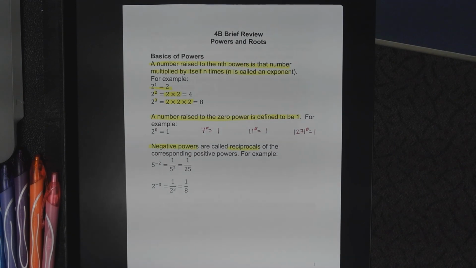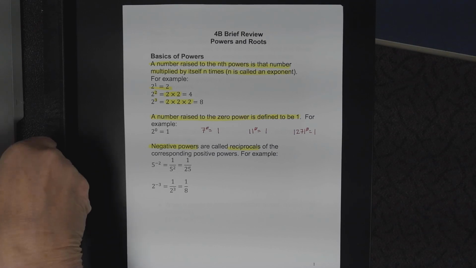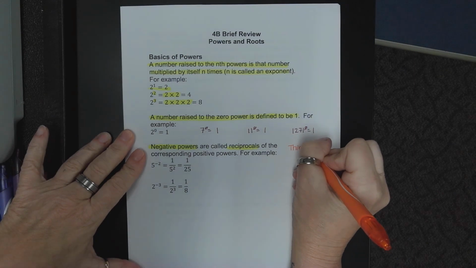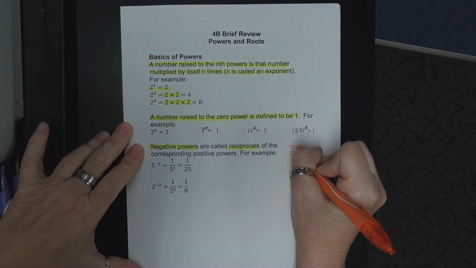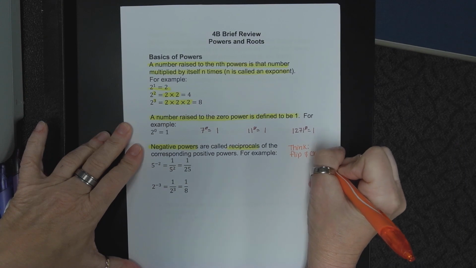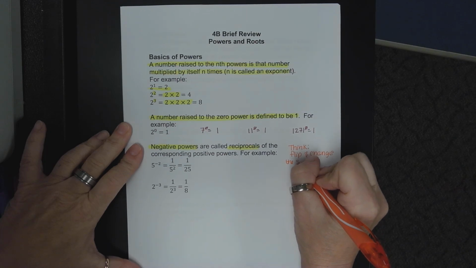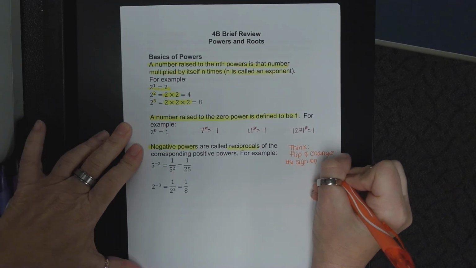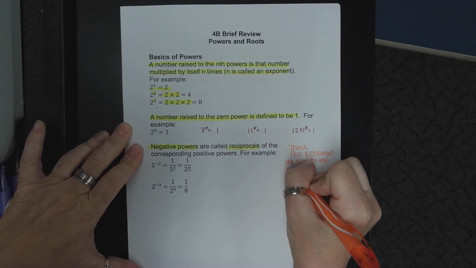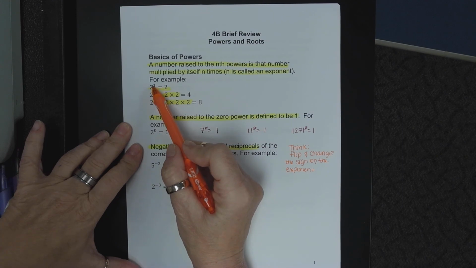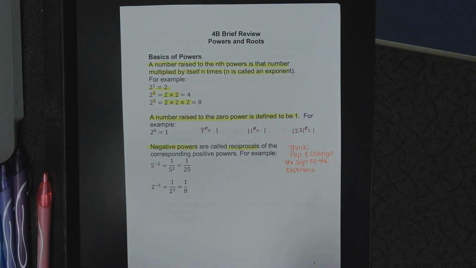Okay. Negative powers are called reciprocals of the corresponding positive power. Okay? So when you hear the word reciprocal, I want you to think flip. Change the sign on the exponent. Okay, the exponent is this little number. I don't know if I made that clear, but the exponent is the same thing as the power, okay? That's the exponent.